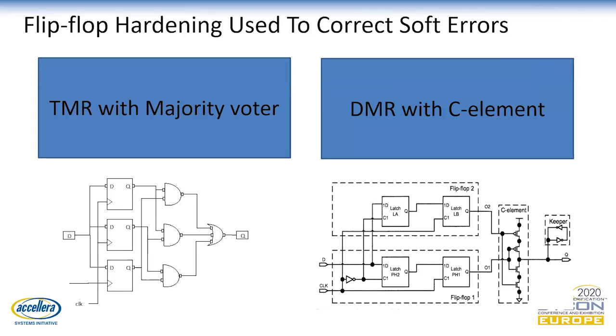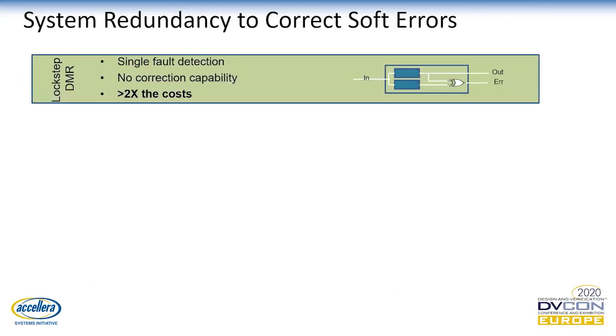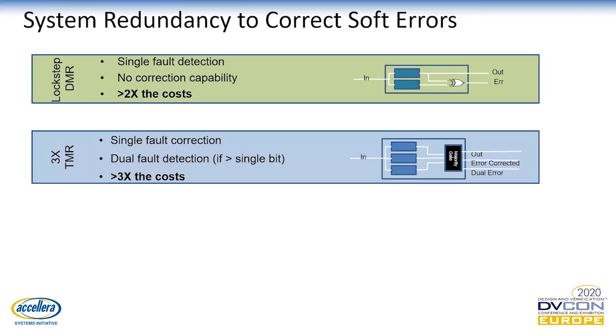You can employ the same techniques at the system level as well, like DMR, double module redundancy, where you duplicate the actual system twice. This can detect a single fault, but no correction is possible. As you can see, it's instantiated twice, so your cost is increasing 2x. You can employ TMR for single fault correction and dual fault detection. A module is instantiated three times, and then a voter selects the correct output, and cost is increasing by 3x.